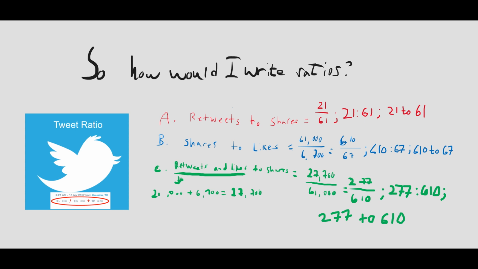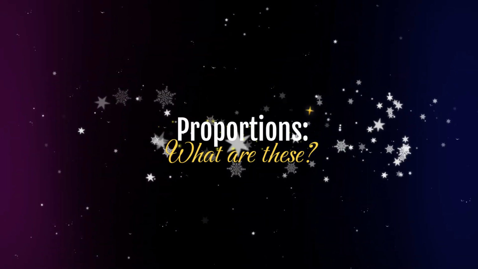Shares to likes would be 61,000 over 6,700. They reduce to 610 over 67, and that's the way you reduce them. And retweets and likes to shares, you would add the retweets and likes first, then 27,700 is what they add to, over 61,000, and you reduce to 277 over 610.